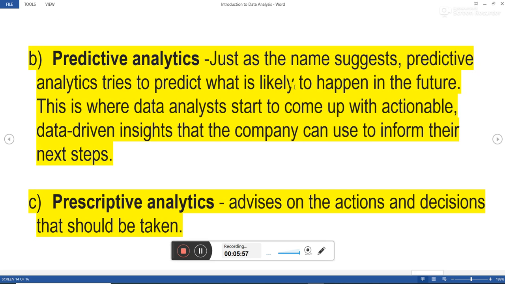Predictive analytics. Just as the name suggests, predictive analytics tries to predict what is likely to happen in the future. This is where data analysts start to come up with actionable data-driven insights that the company can use to inform their next steps. Prescriptive analytics advises on the actions and decisions that should be taken.